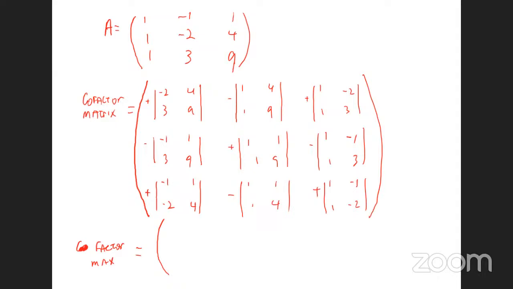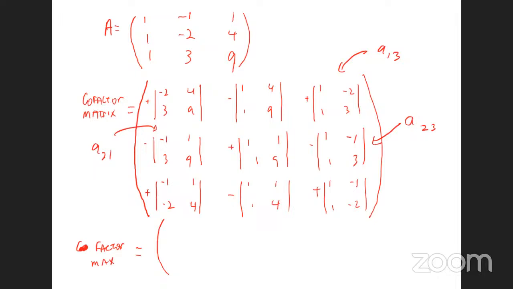Oh, by the way, if you want to call out a position, you just call out the row first and then the column. This one here will be A13. This one here will be A21.